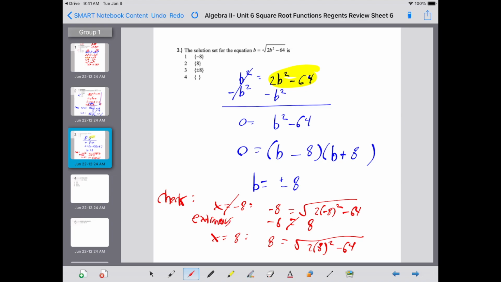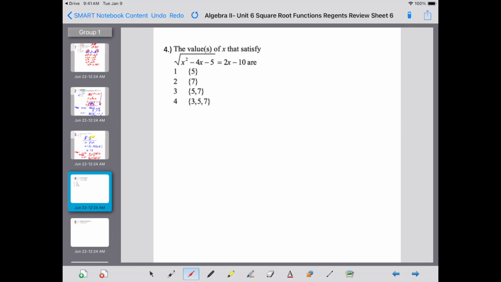Now for this one, 8 squared, 64. 64 times 2 minus 64 is going to be 64. Square root of 64 is 8. 8 equals 8. So your only actual solution would be 8. Doesn't necessarily mean that you're always going to have an extraneous solution. You could have two real solutions. You could have 0 solutions, right? Could have even more than 2 if it was more than a quadratic.